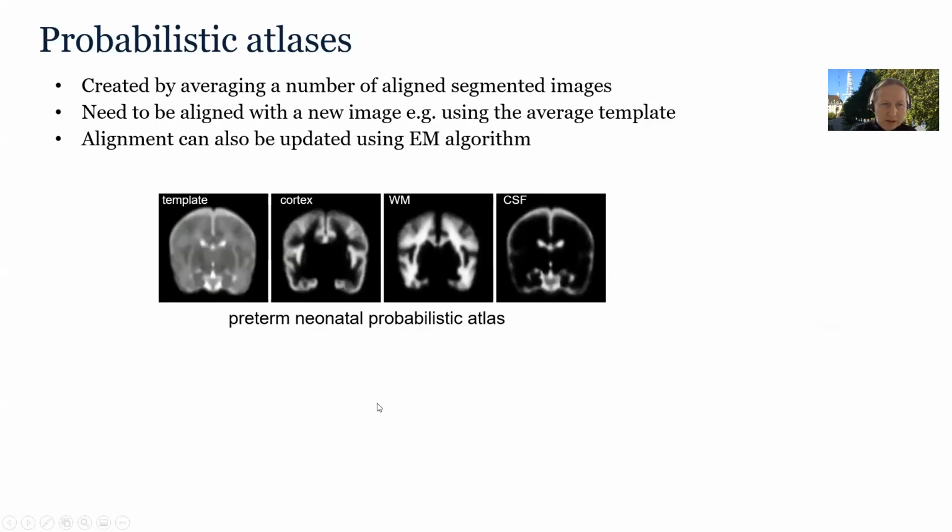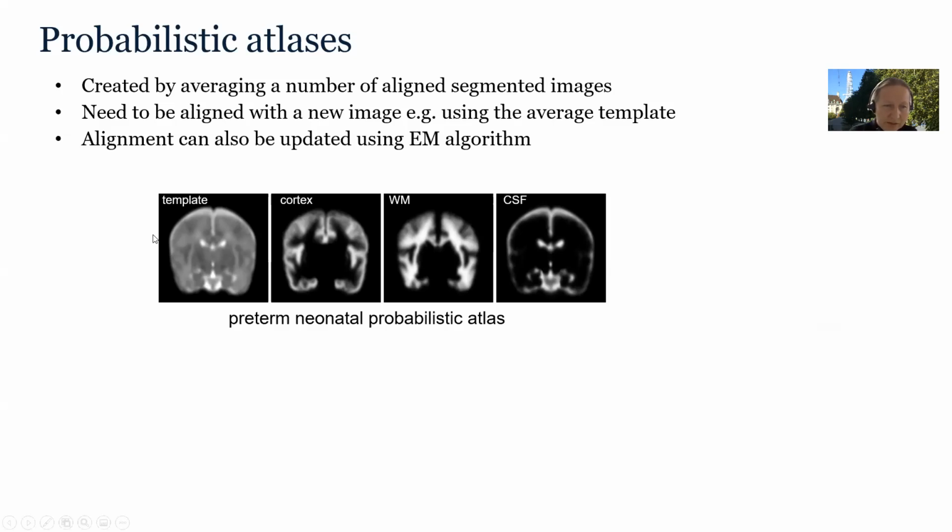So how do we obtain these probability maps? They are usually created by averaging a number of aligned segmented images. They contain the average image, which is called a template, and then the probability maps for each class, and these are created simply by averaging the segmentations.